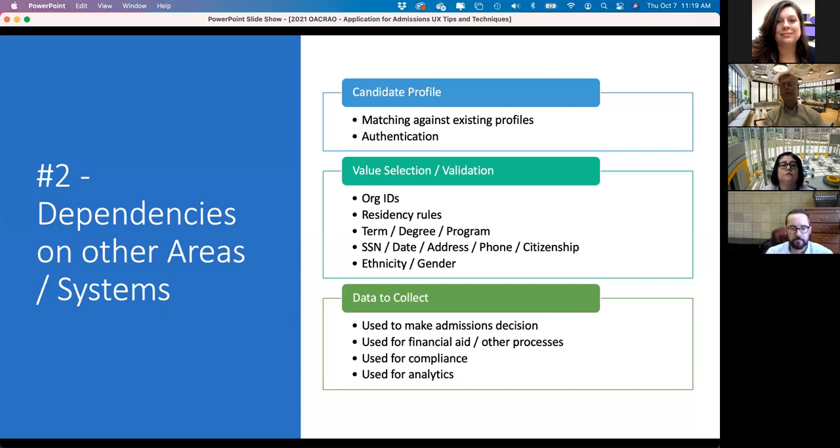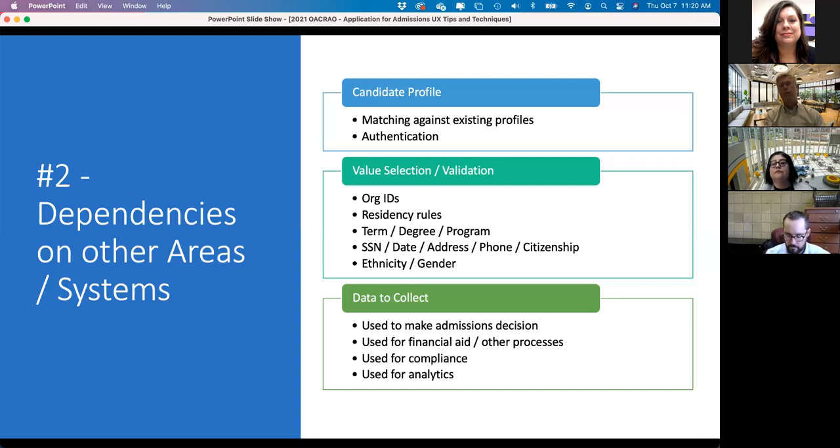And then the other is, what data am I collecting? Obviously the first step is I need to make an admissions decision. So what information is needed to make that decision, to qualify them or that sort of thing? But then you have other processes as well, like do I want to ask for information about financial aid in the application? Do I need to have this data for compliance purposes? So are there some agreements that we want to put in place that we collect at that point?